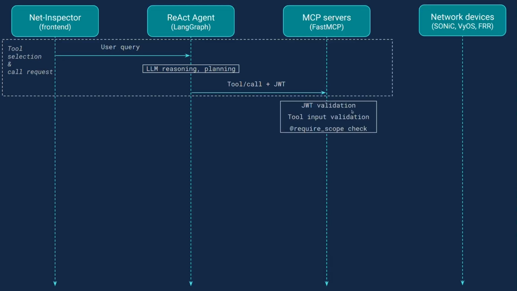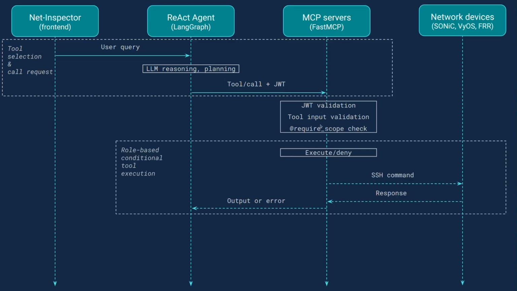The MCP server then again verifies this JWT token with the identity provider using its, say, public key, and of course needs to validate the tool input, whether the attributes for the tool are correct or can be used. It is also applying the required scope check, which means that for each tool we have a scope which is defined, and it compares whether the MCP scopes are in this token.